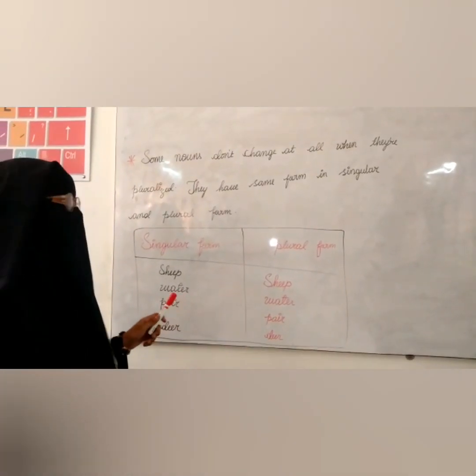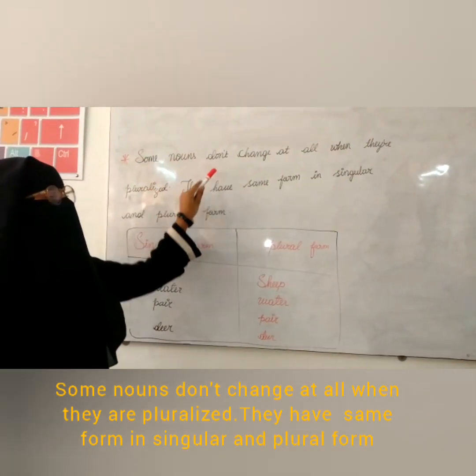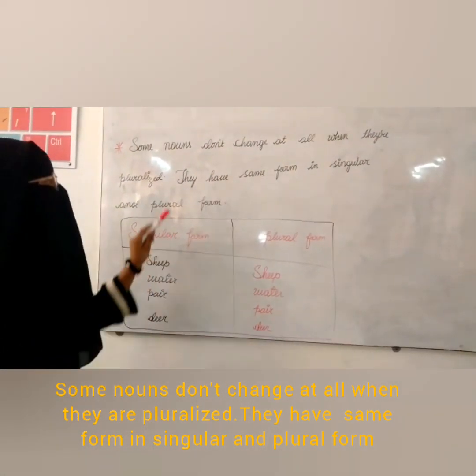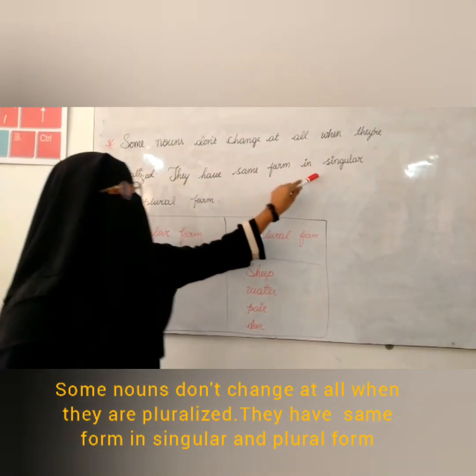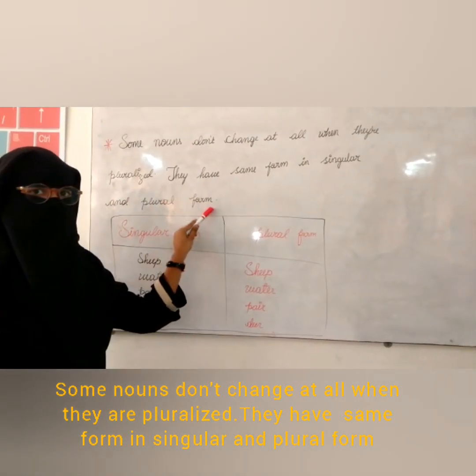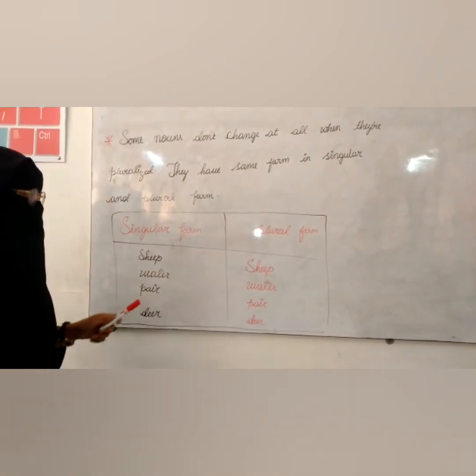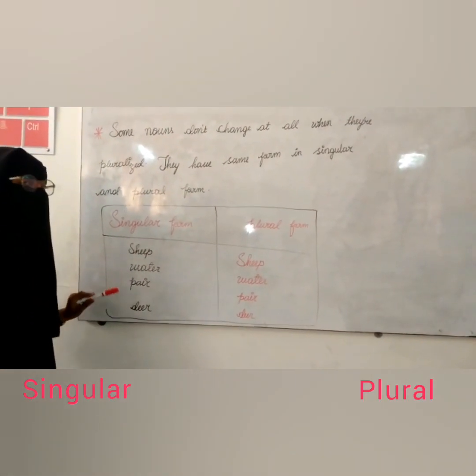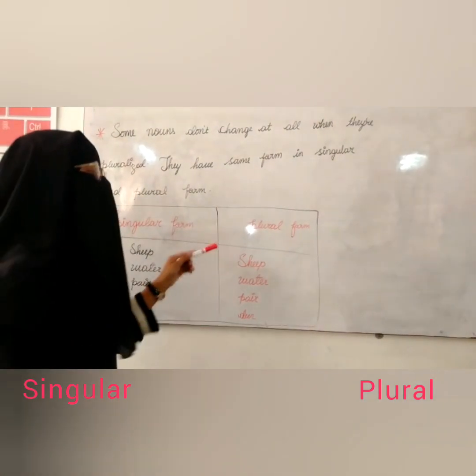And the last rule is, some nouns don't change at all when they are pluralized. They have the same forms in singular and plural forms. Let's see the examples here. The singular forms of sheep, water, pear, deer remain the same in the plural form.